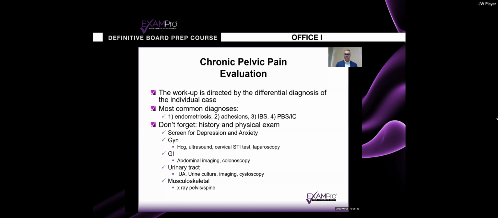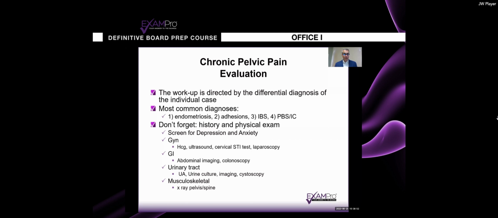Don't forget to think about depression and anxiety; they certainly can contribute to chronic pain. With GYN evaluation, things that you might mention: HCG, obviously for pregnancy-related issues, ultrasound for looking at anatomical issues, testing for infections, potentially a laparoscopy will come up in a case. It's not the first thing we do, but it may come up. And again, for the other organ systems, there are other tests that might be ordered.